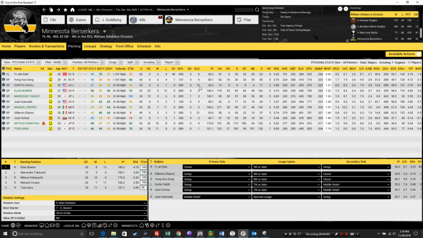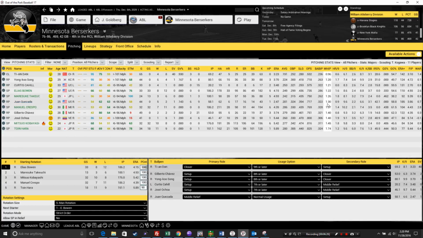Pretty decent stuff, very good WHIP, very minimum innings pitched, but we'll put him as the second setup man starting in the 7th inning, and we switch his secondary role to middle relief because we don't need 2 backups for closer. The next thing I usually do, especially when I don't have a lot of pitchers, is look at middle relief. Next guy is Quezada.